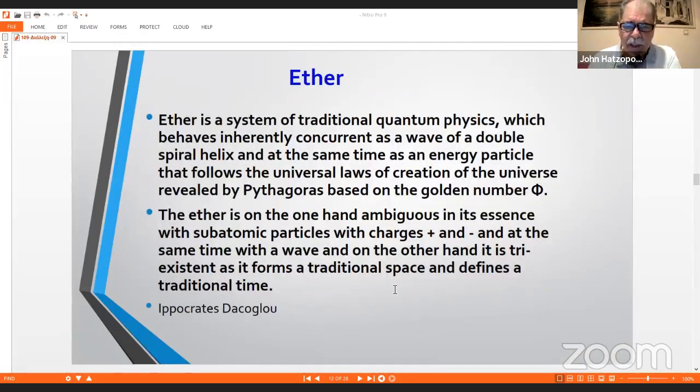Now, the ether is a system of traditional quantum physics, which behaves inherently concurrent as a wave of a double spiral helix and at the same time as an energy particle that follows the universal laws of creation of the universe, revealed by Pythagoras based on the golden number phi. The ether is on the one hand ambiguous in its essence, with subatomic particles with positive and negative charges and at the same time a wave, and on the other hand it is tri-existent, as it forms a traditional space and defines a traditional time.